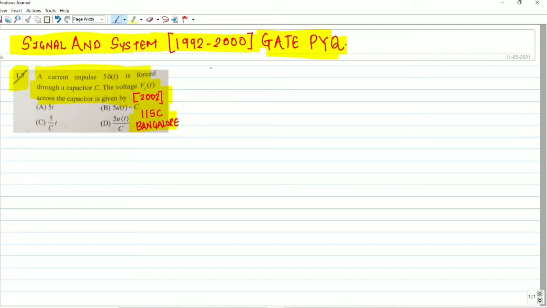First of all, let me write what is given in the equation. First, we are given current as a function of time. It is given as phi delta, a current impulse. It means current as a function of time equals phi into delta, where delta is known as the impulse function. Understood? And we are given the capacitance value C. What we have to find is the voltage across the capacitor.